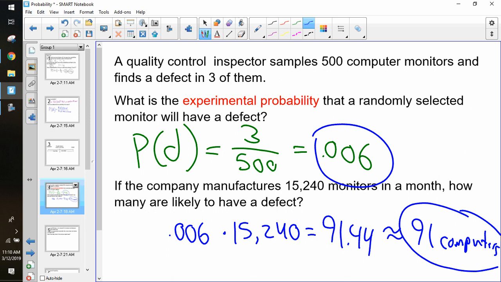It doesn't mean I will though. I could check 15,240 and get 3. I could check 15,240 and find all 15,240 of them are broken. It's possible, not likely. 91 should be the amount I find. That should be the optimal number based off our probability, but it doesn't mean it will occur. I could flip a coin 600 times and they could all land on heads. It's possible, but it's unlikely.